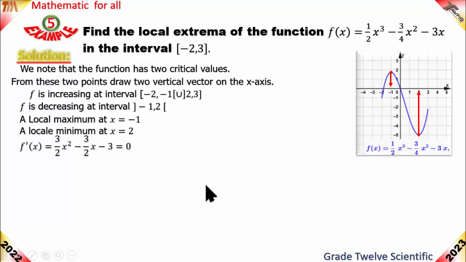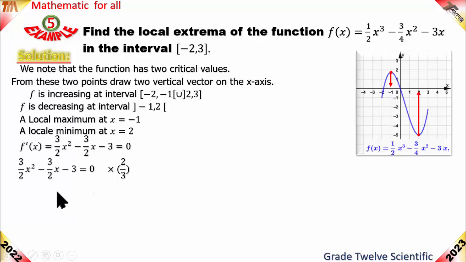But if we have the equation of the function, first of all we must take a derivative. The derivative of f(x) = 1/2 x cubed minus 3/4 x squared minus 3x is f'(x) = 3/2 x squared minus 3/2 x minus 2, which is equal to 0.